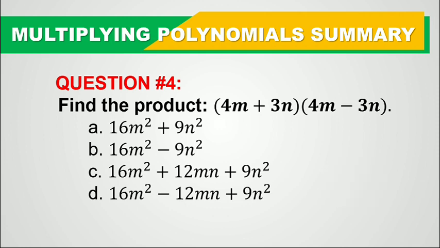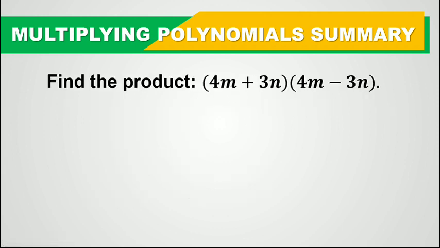So this kind of question, or this kind of multiplying polynomial, 4m plus 3n times 4m minus 3n, is still part of the special products. It's simply the product of the sum and difference of two terms, right? So we will be using that pattern to solve this question. So the solution for this is this one.